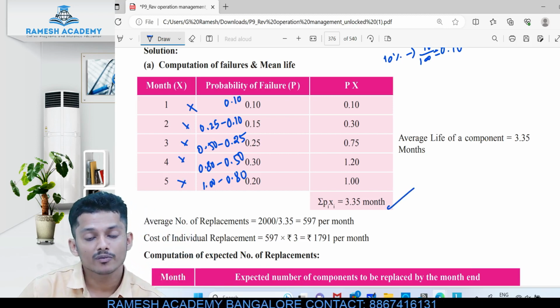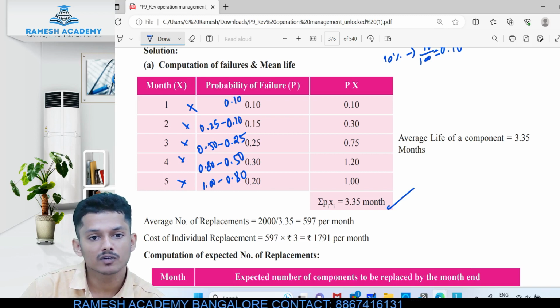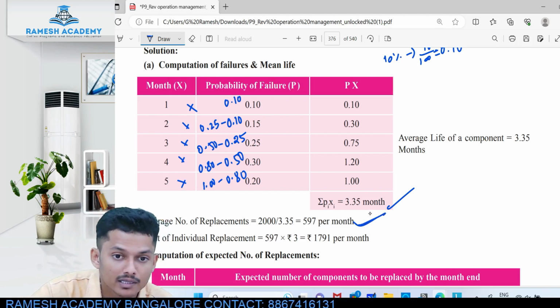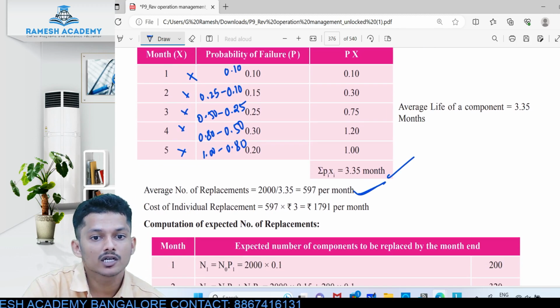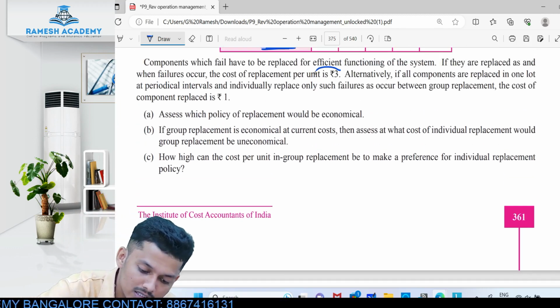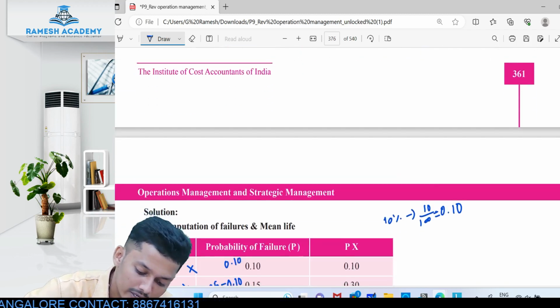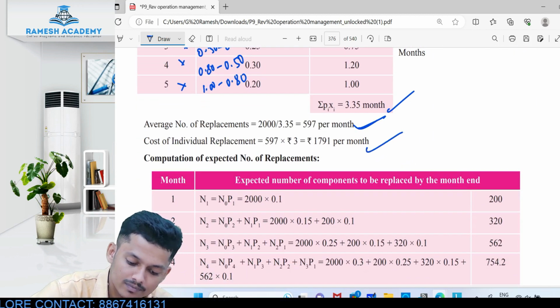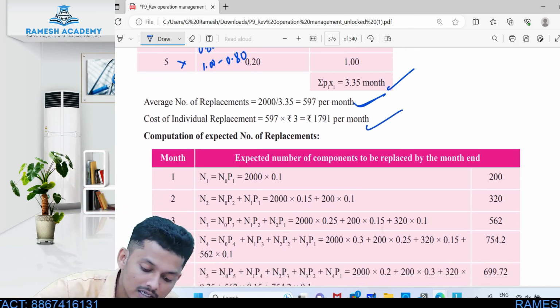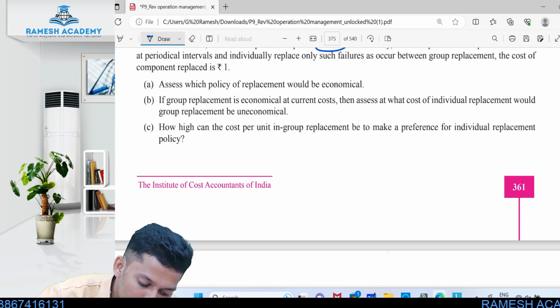So for each machine, how many months until replacement: 2000 divided by 3.35, you get 597 per month. Then cost of individual replacement. What is the individual cost here? Replacement is 3 rupees. Okay, you have to take 3 rupees. 597 into 3, that is 1791. Clear?